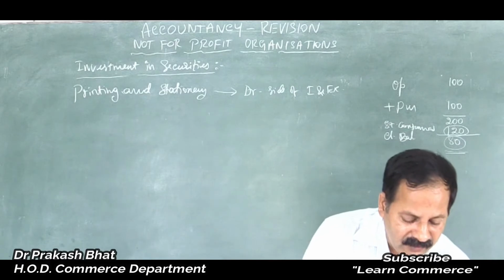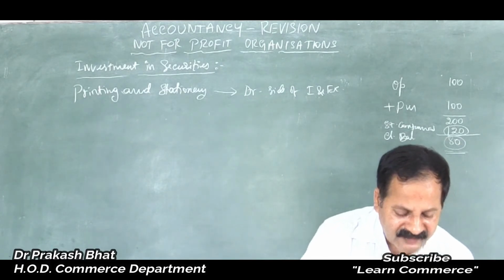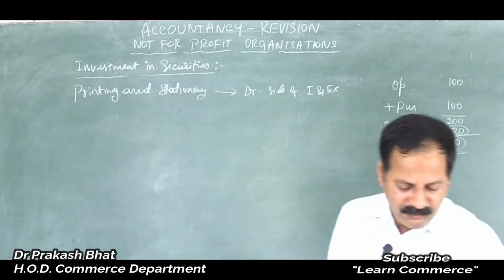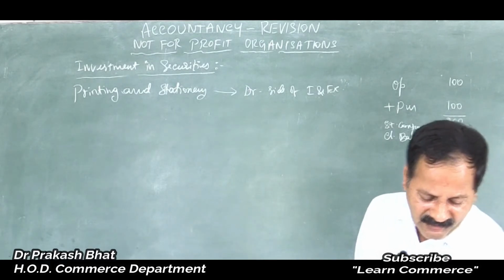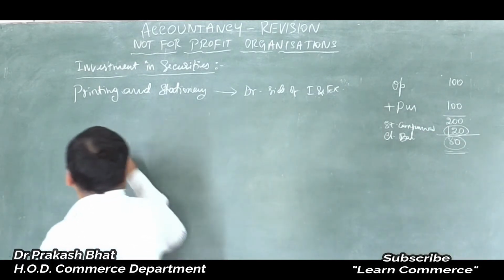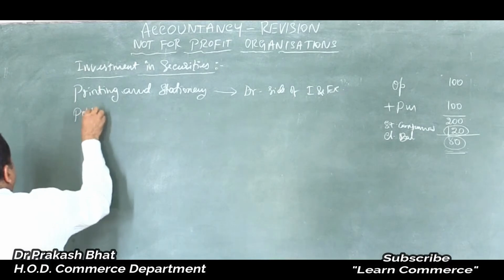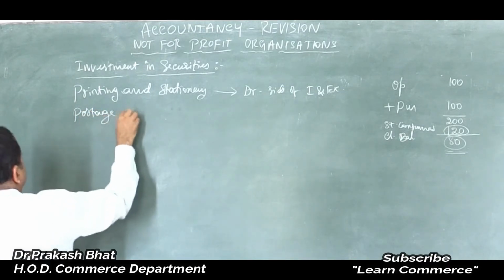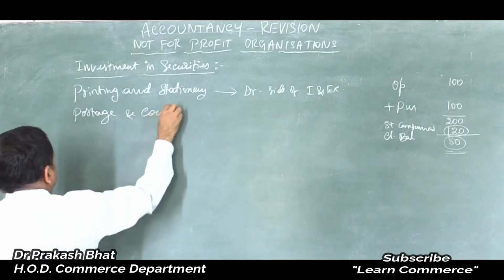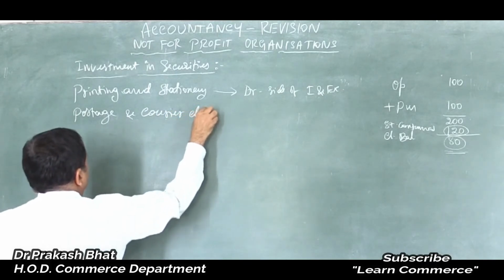The next item is advertisement, right? No, one more item is there. Postage and courier charges.